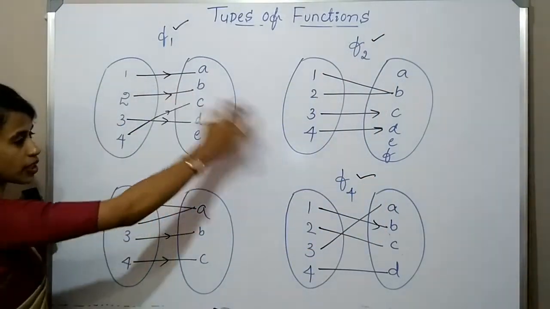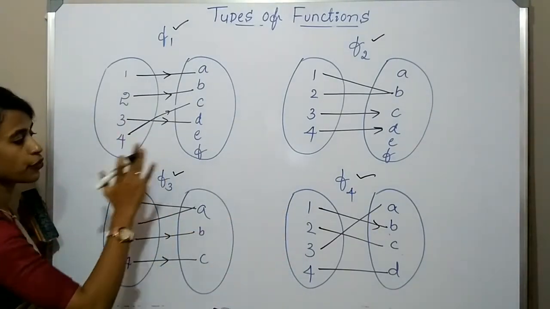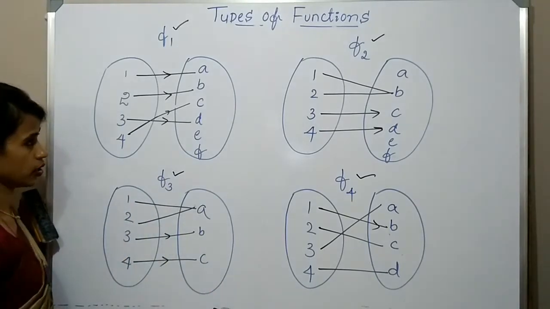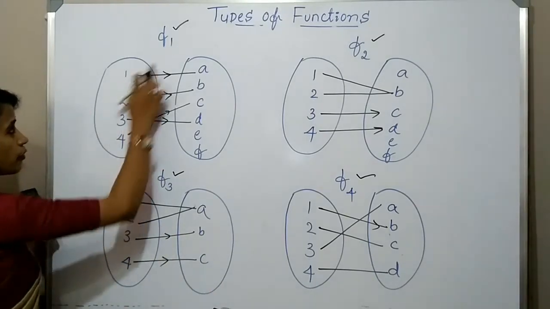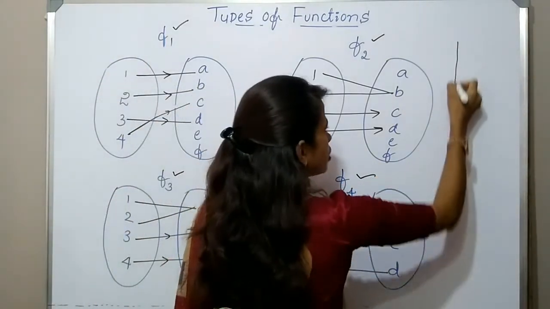That is by means of arrow diagram. Let us check whether f1, f2, f3, f4 are one-one, onto or bijective. So let's start with the function f1. So to be one-one, what is the definition?